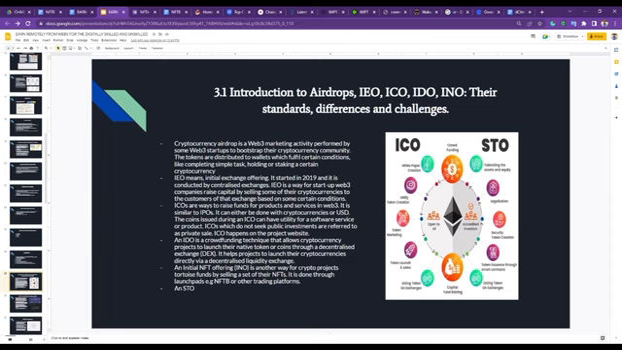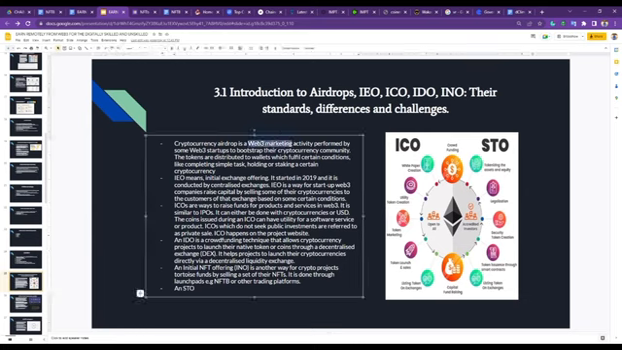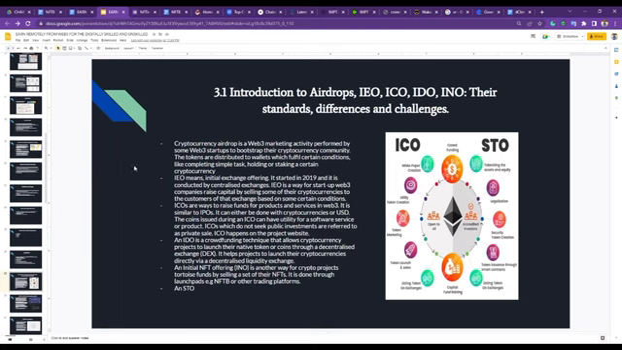So a cryptocurrency airdrop is a Web3 marketing activity. It is a marketing activity. Please take note of that. It's a Web3 marketing activity performed by some Web3 startup to bootstrap their cryptocurrency community. The tokens are distributed to the wallets which fulfill certain conditions like completing simple tasks or holding or staking a certain amount of cryptocurrency.